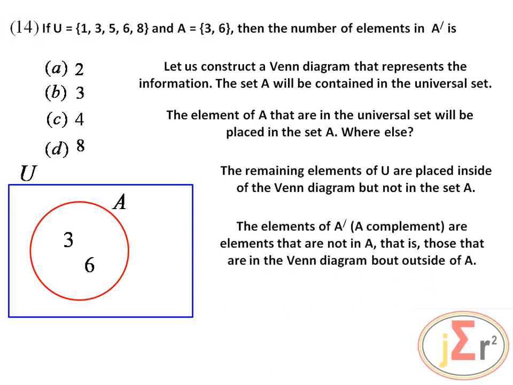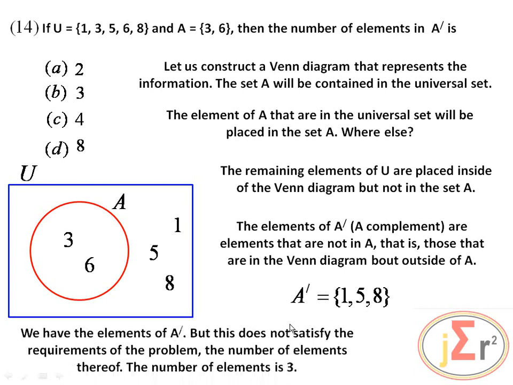The elements of A complement are elements that are not in A. That is, those that are in the Venn diagram, but they are outside of A. And there we have them. A complement is equal to 1, 5, 8. That is the set A complement.